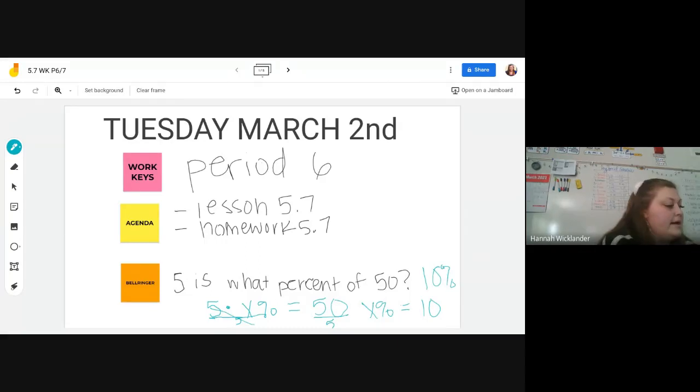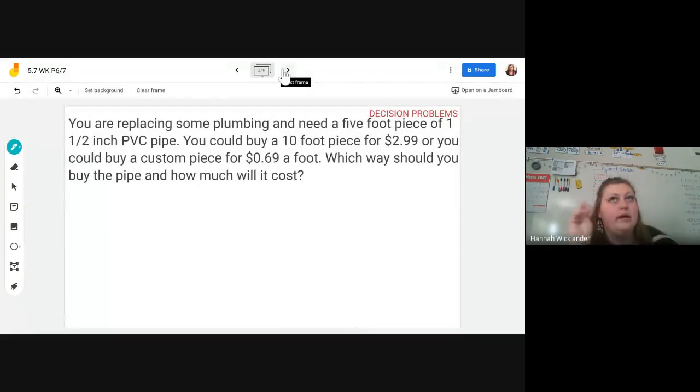All right, now I'm going to do a quick lesson and then you'll have the rest of class to work on 5.7. It says you're replacing some plumbing and need a 5-foot piece of 1.5-inch PVC pipe. You could buy a 10-foot piece for $2.99, or you could buy a custom piece for 69 cents a foot. Which way should you buy the pipe and how much will it cost?